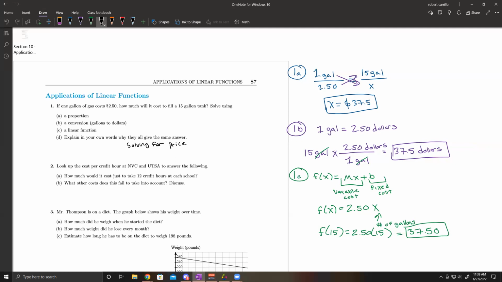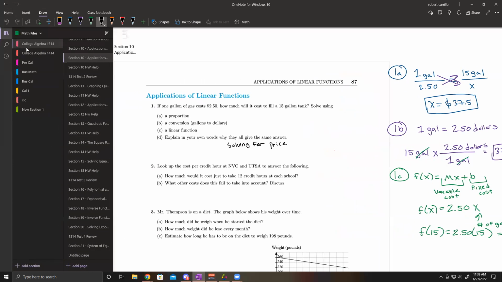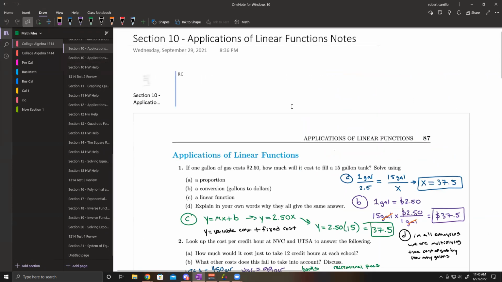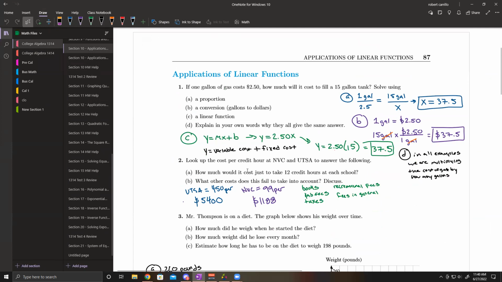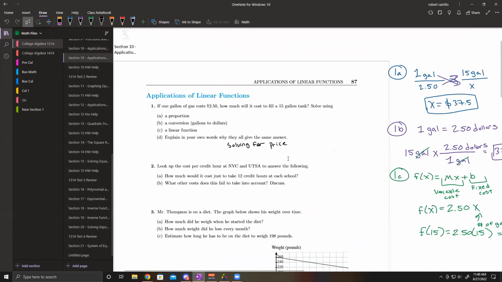All right, number 2. It says, look up the cost per credit hour at NVC and at UTSA. Here, I'll save some time. I think I had it, because it took me forever last time to find it. So let me see. There we go. At UTSA, 450, and at NVC, 99. Okay, going to write those down.